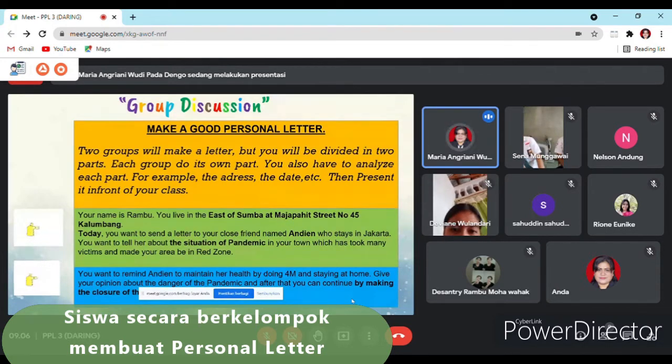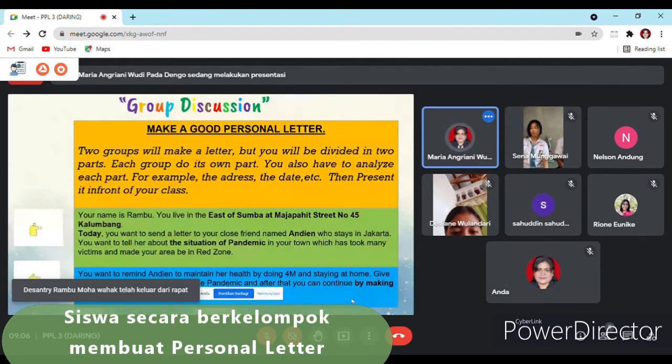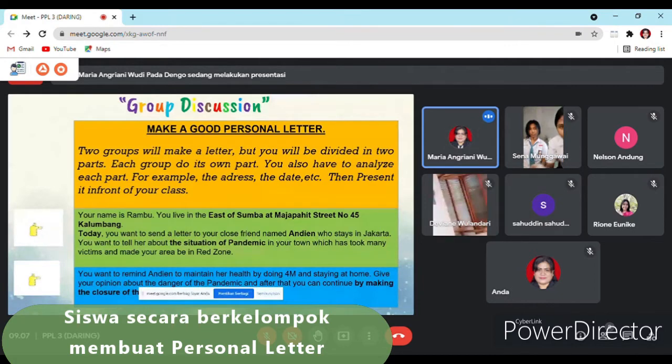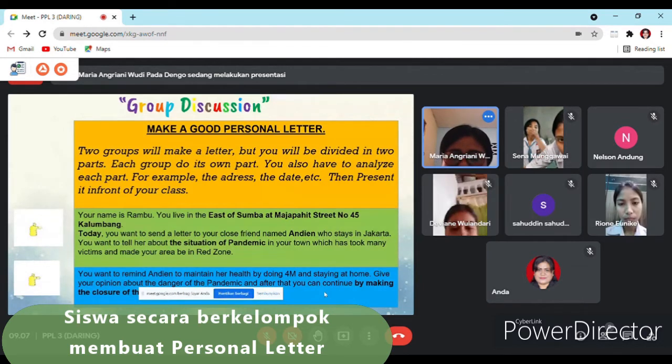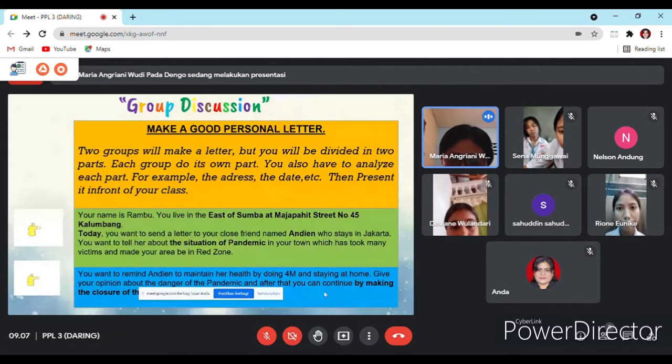Today, we will write the date. Today you want to send a letter to your close friend about the situation of the pandemic in your town. The second group will do paragraph 2 and also make the closure of the letter. Jadi di paragraf berikutnya, kelompok 2 lanjutkan dengan mengembangkan ide kamu and also give the closure of the letter. Jadi sekalian berikan juga penutup dari suratnya.